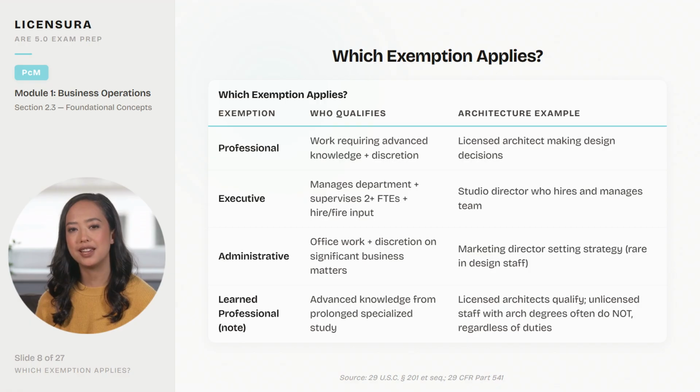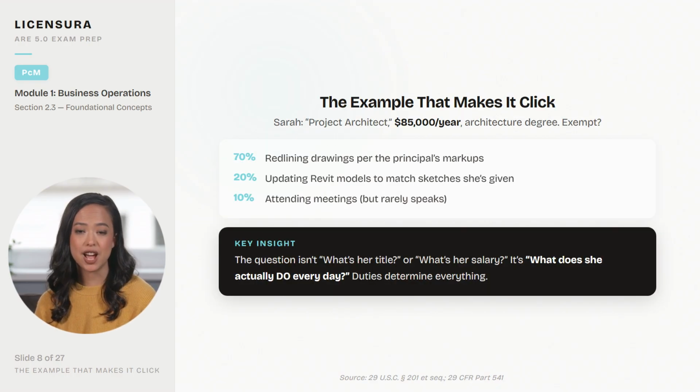Let me give you an example that ties all of this together because it's the kind of scenario you'll see on the exam. Sarah has the title Project Architect. She earns $85,000 a year. She's got an architecture degree. Sounds exempt, right? Not necessarily. Look at what she actually does every day. 70% of her time, she's redlining drawings based on the principal's markups, basically following instructions. 20% of the time, she's updating Revit models to match sketches somebody handed her. And 10%, she attends meetings but rarely speaks up or makes decisions.